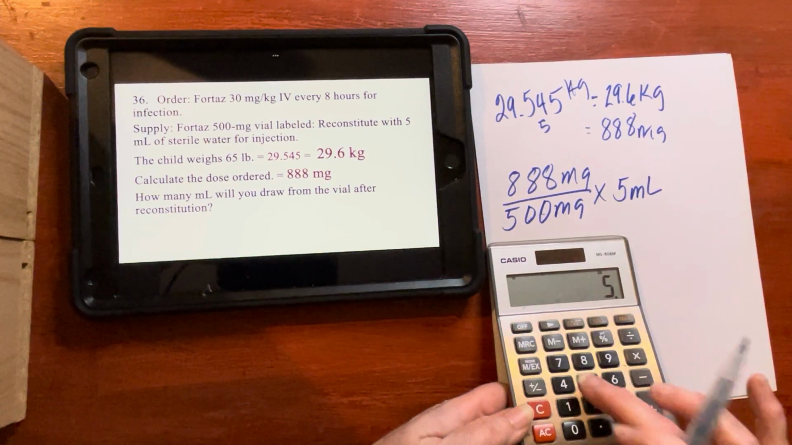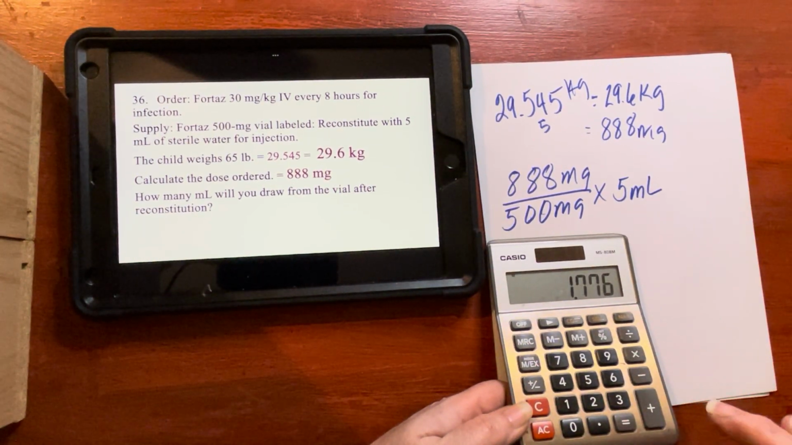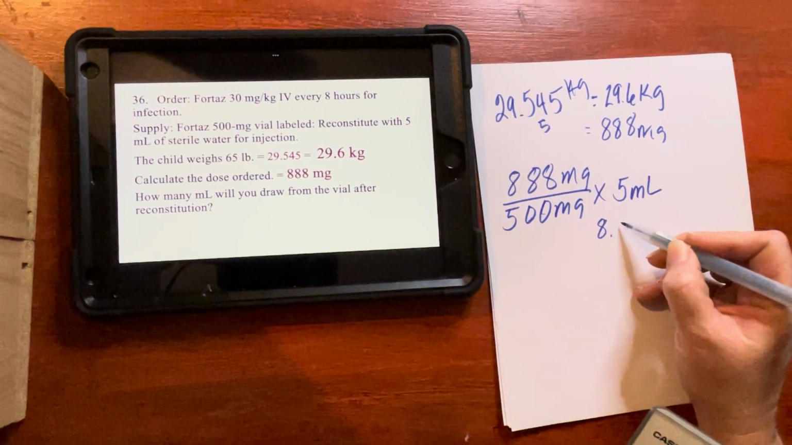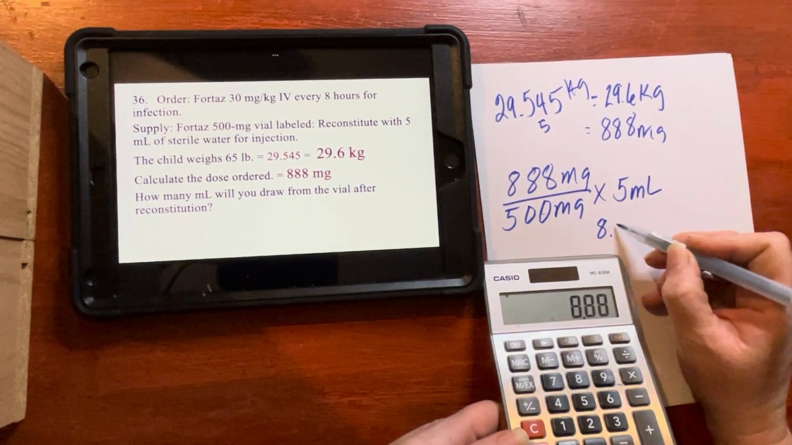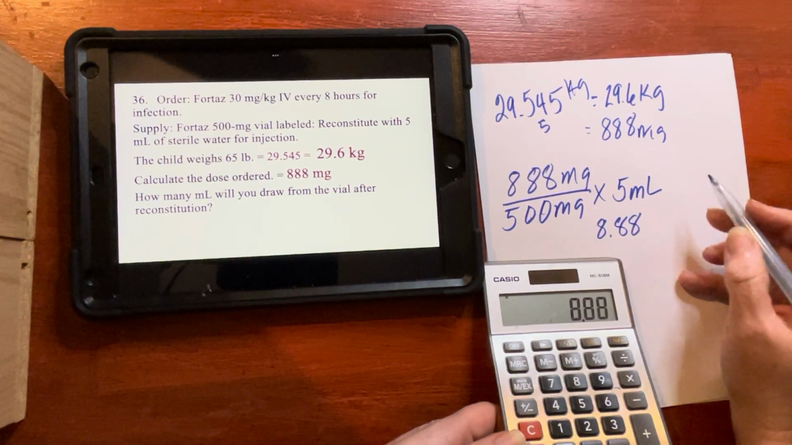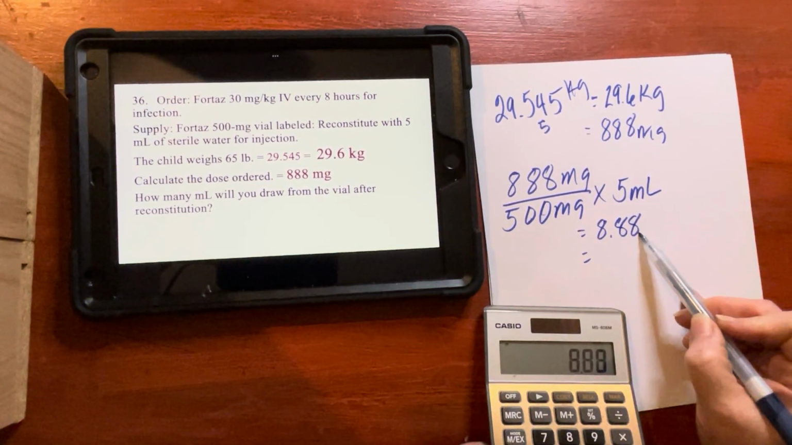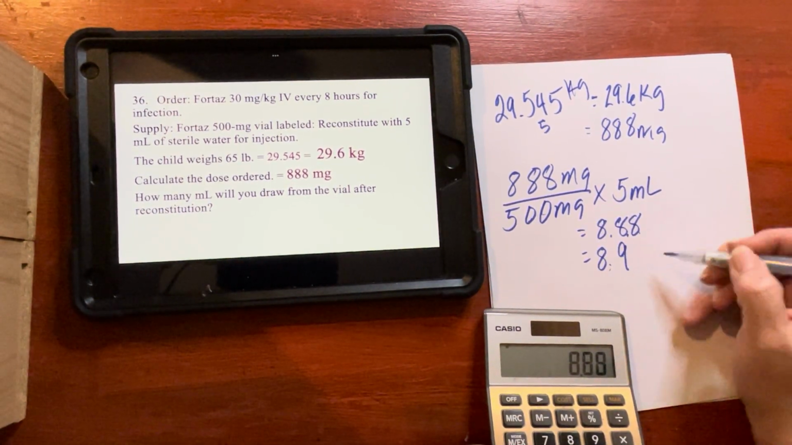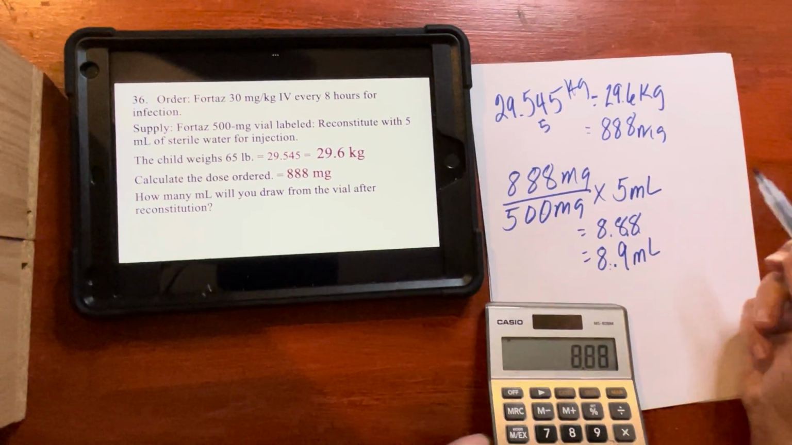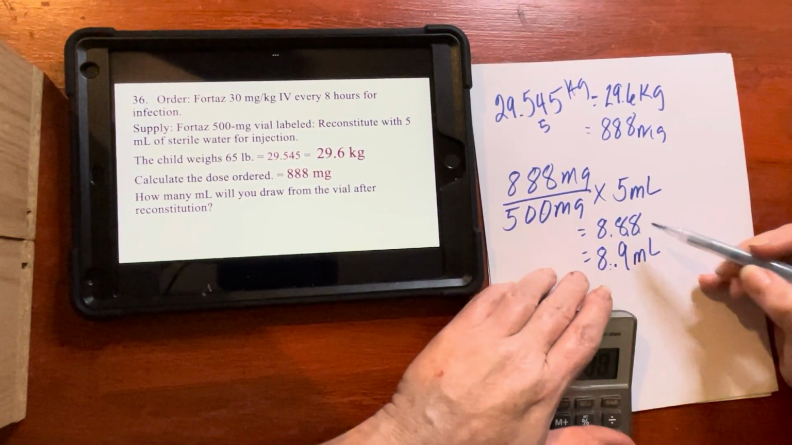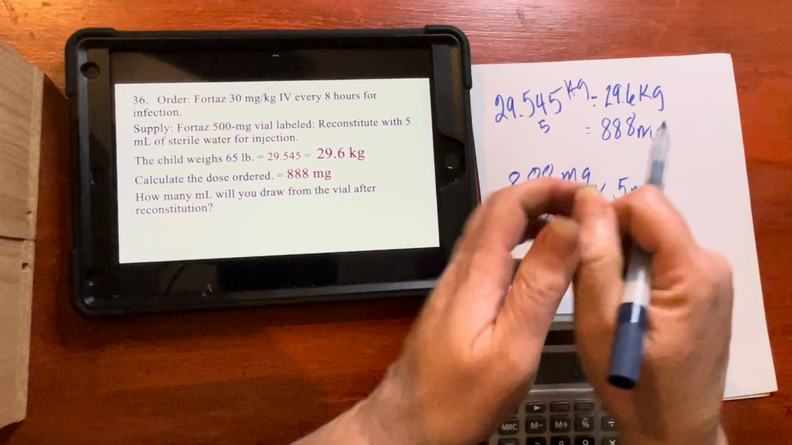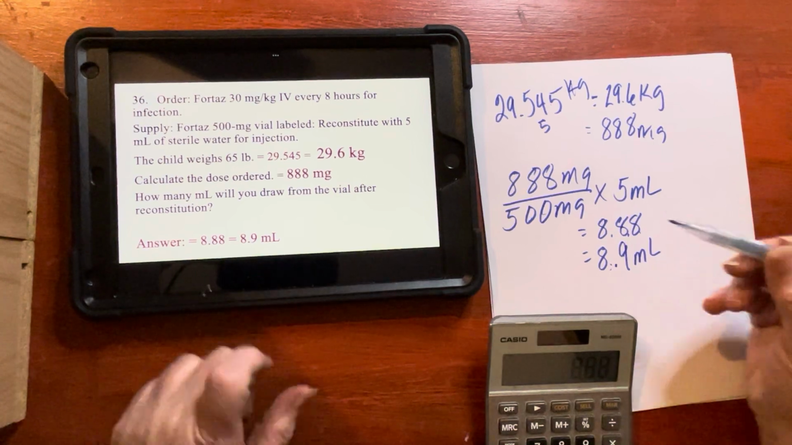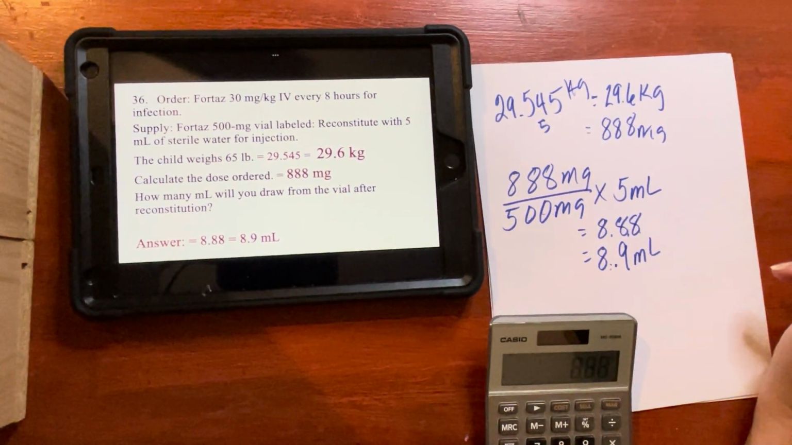888 divided by 500 equals, times 5 equals 8 point, you see that? 8.88, and that 8 will make that a 9. It's going to be 8.9 milliliters. And we can draw that out of a vial. You can draw 8.9 up into a syringe. And so, boom, we saved them.